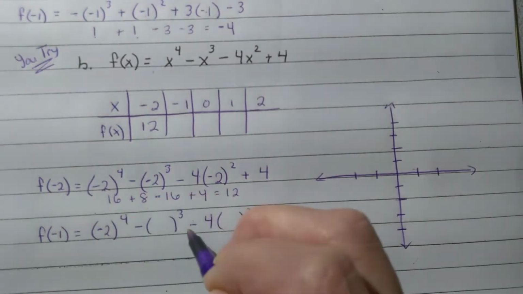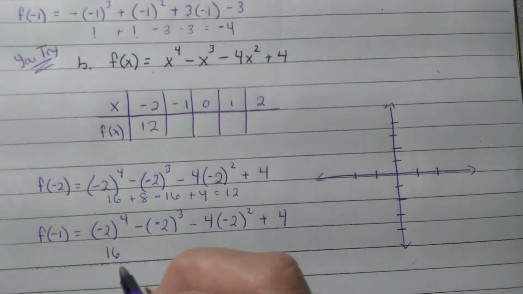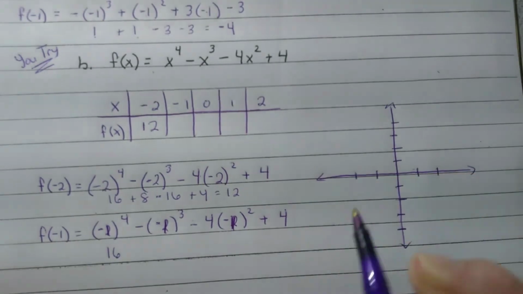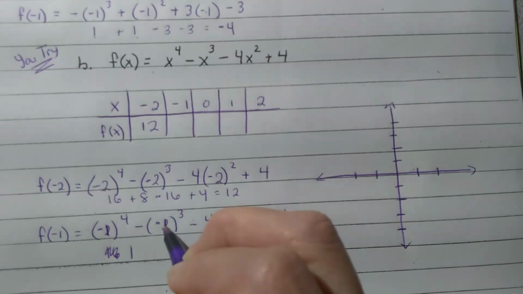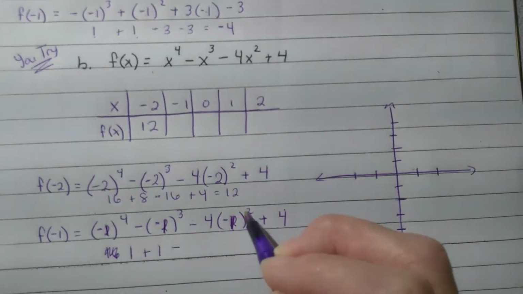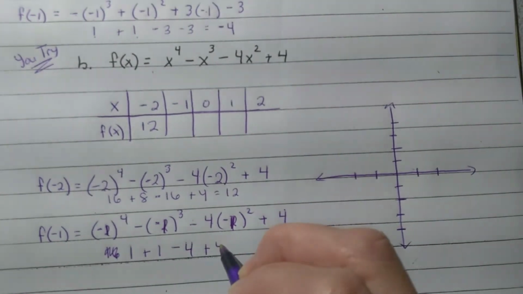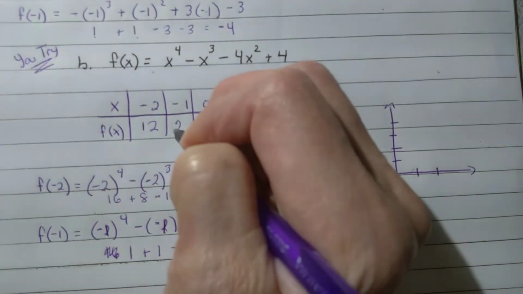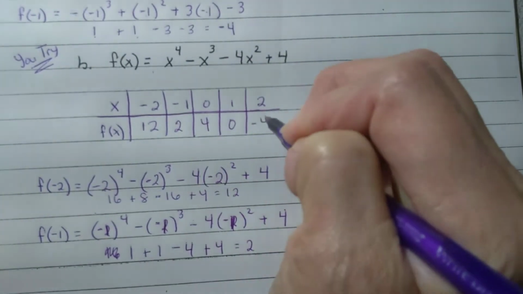Plug in a -2. And again, I get a 16 here. Oops, sorry, -1. What am I doing? There we go. We'll try that again. Plug in a -1, and I get +1. That's a -1, so that makes it a +2. That's a 1, which makes that a 4, and a +4, and we end up with a 2. Once you finish filling out the table, you end up having a problem that looks like that.